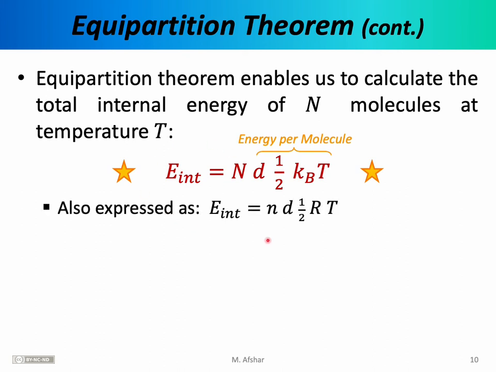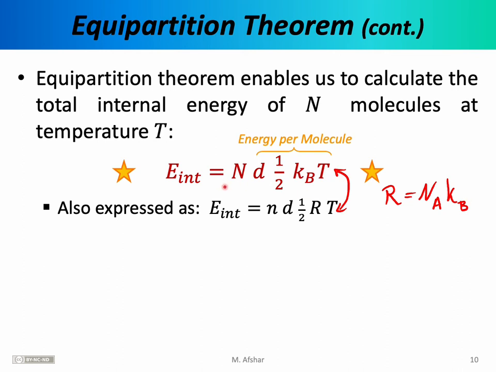This expression is also sometimes expressed in this form in terms of the number of moles and the gas constant. You can prove the equivalence between these 2 expressions by noting that R is equal to the Avogadro number times the Boltzmann constant. We discussed this fact when we were discussing the ideal gas law.